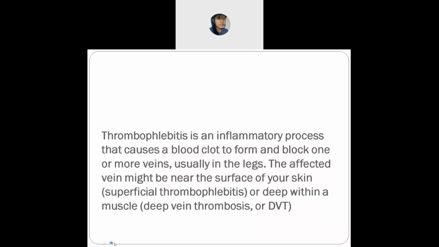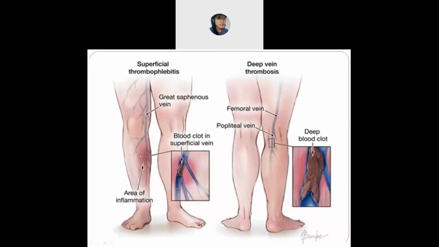Okay, so thrombophlebitis means this. It is an inflammatory process. Inflammation occurs here. It occurs mostly in the legs. So this is the leg, and this superficial thrombophlebitis usually occurs in the legs. And this is the blood clot.